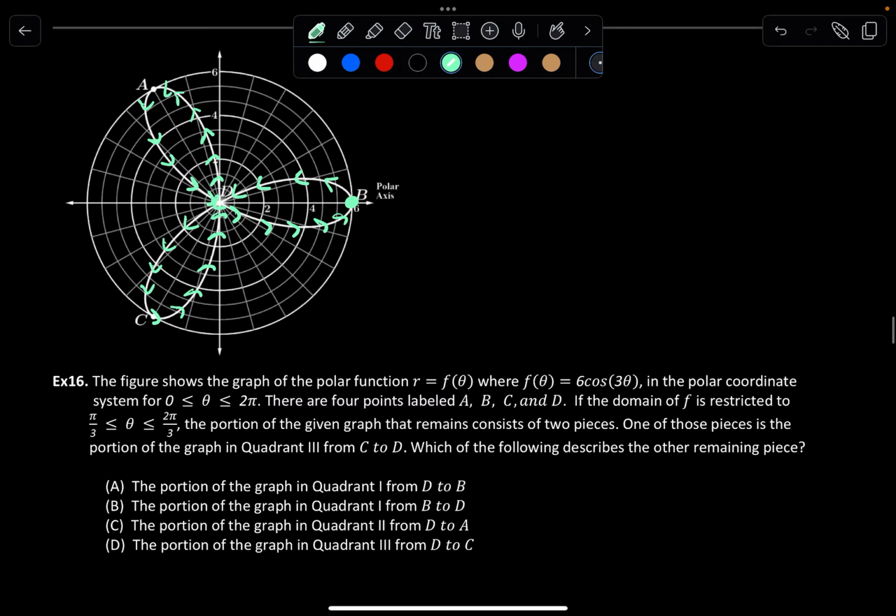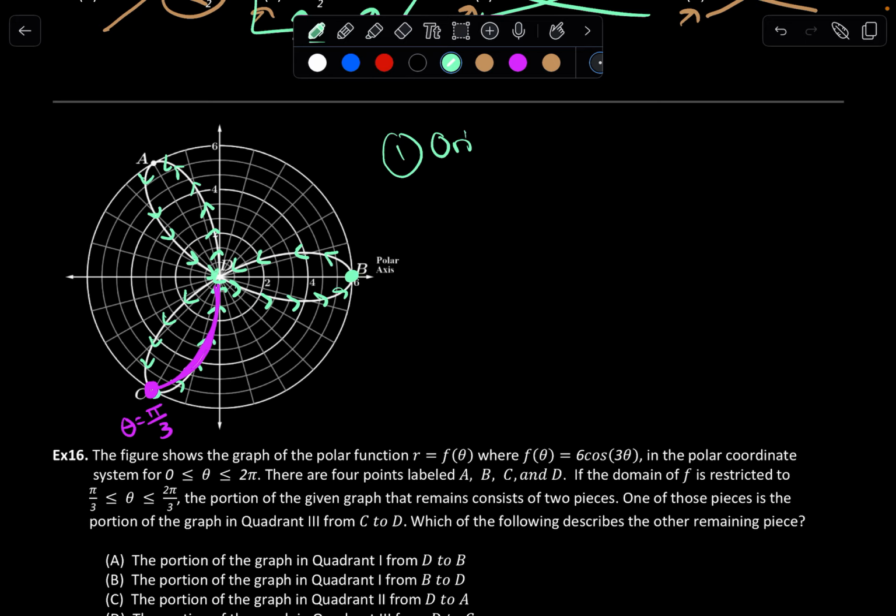Okay, so approaching this one, it's saying that the first portion is from C to D. So that means at C, theta is equal to pi over 3. So the first step is to look at your orientation. Second step is to consider where theta is at the pole. I'm going to start with theta equals 0 again. If I know that this is theta equal to pi over 3, I need an angle at the pole that will be greater than pi over 3 because I know that the orientation is going counterclockwise.